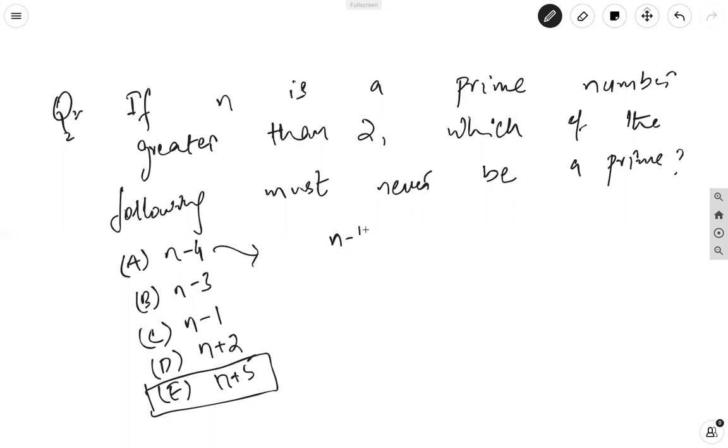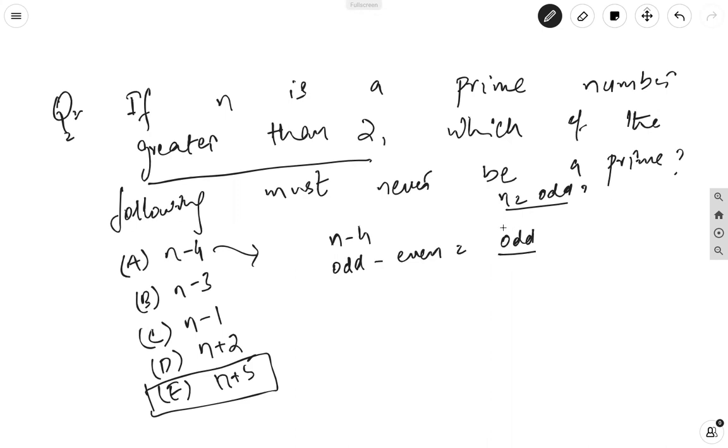First one is n-4. First thing is we have only one even prime number, that is 2, and the rest are all odd prime numbers, right? But the question is saying all prime numbers greater than 2. So we are left with just odd prime numbers. So n will always be odd. Now odd minus even is odd, right? So for the time being, just leave this.